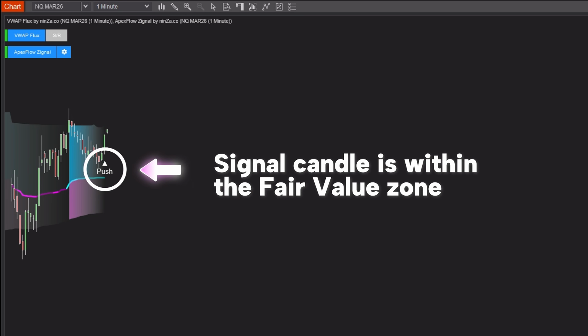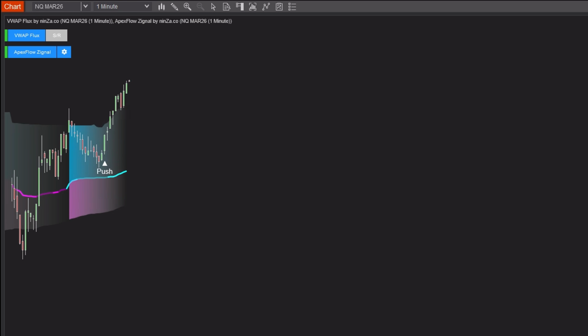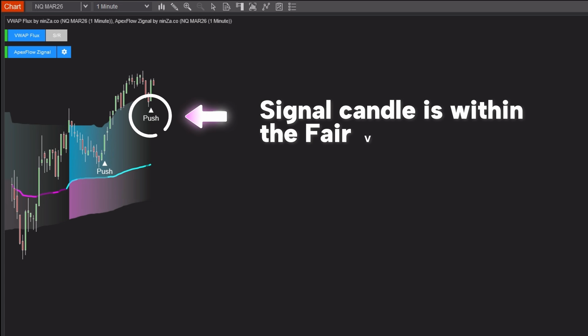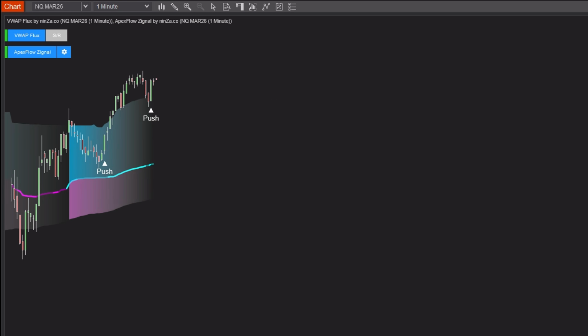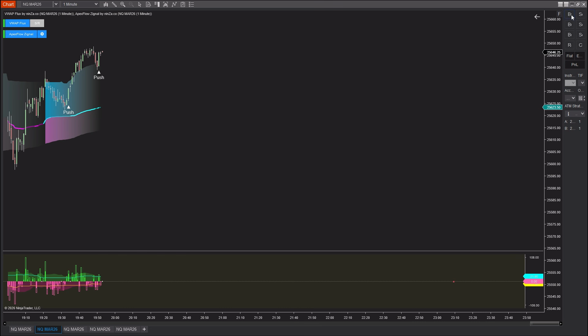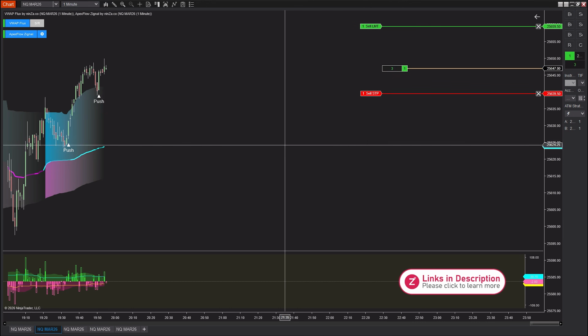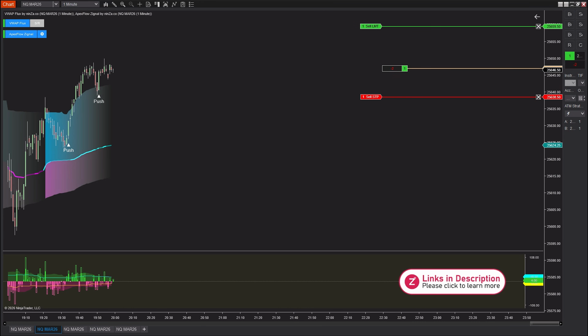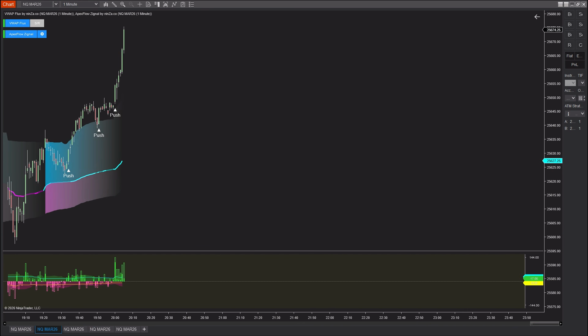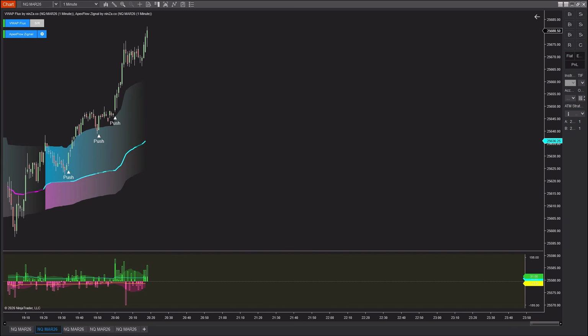Why? Because these bands are not just acting as support and resistance. They are built based on VWAP, which means they represent the market's balance zone, the area where price is most accepted and where the most trading activity happens. When a signal appears in this zone, the probability of success becomes much higher. And when a push signal appears inside the bands like this, we execute a buy order in the direction of the trend. This is the moment when the market confirms buying pressure, and we simply follow the money flow.